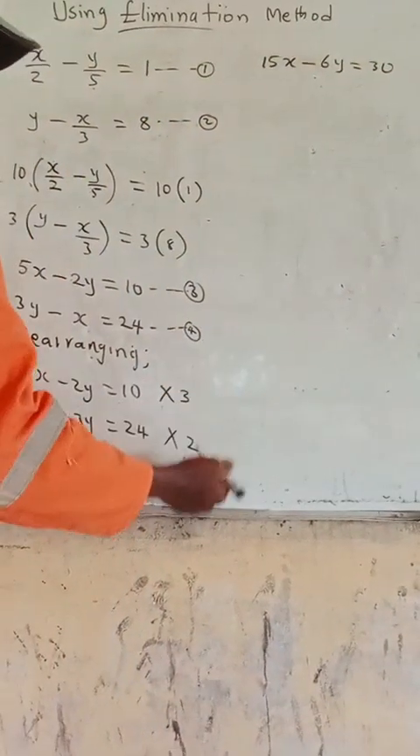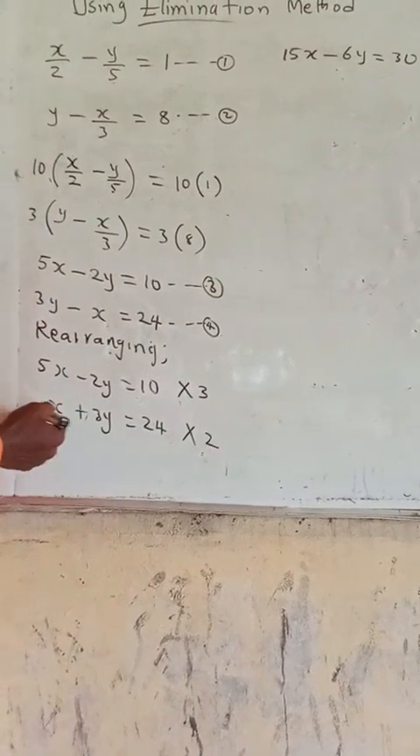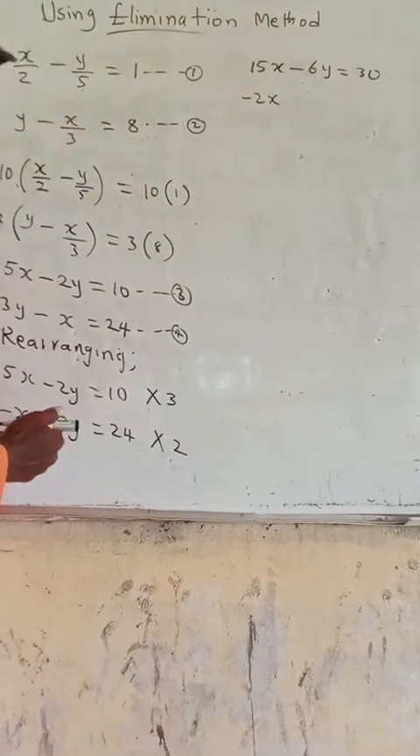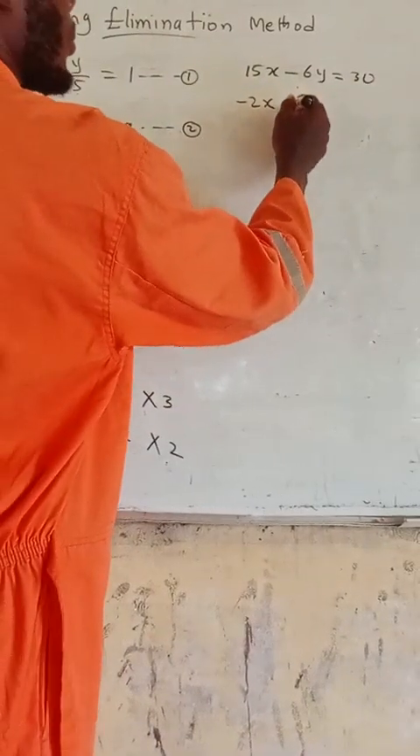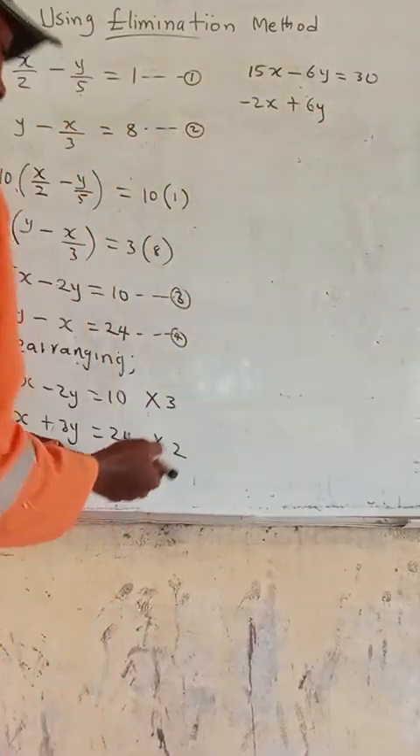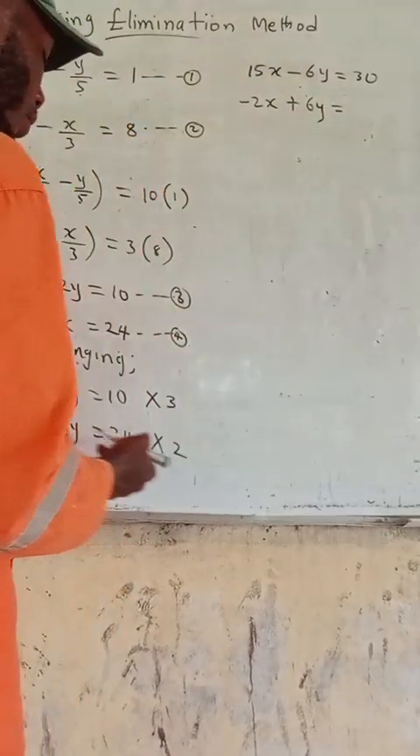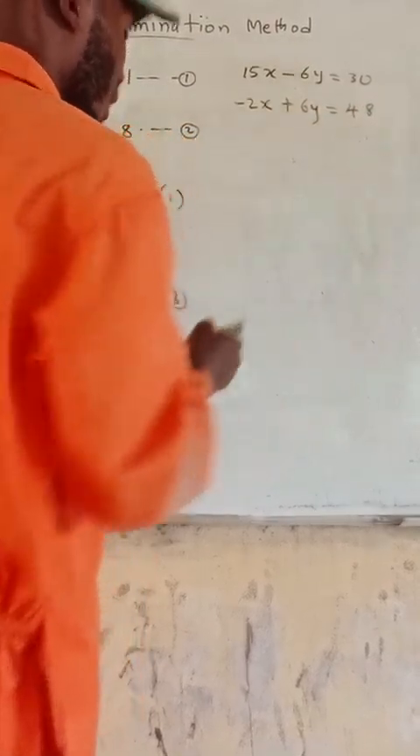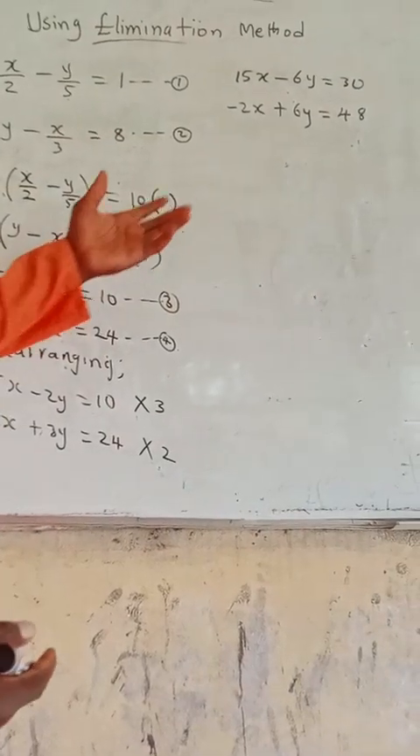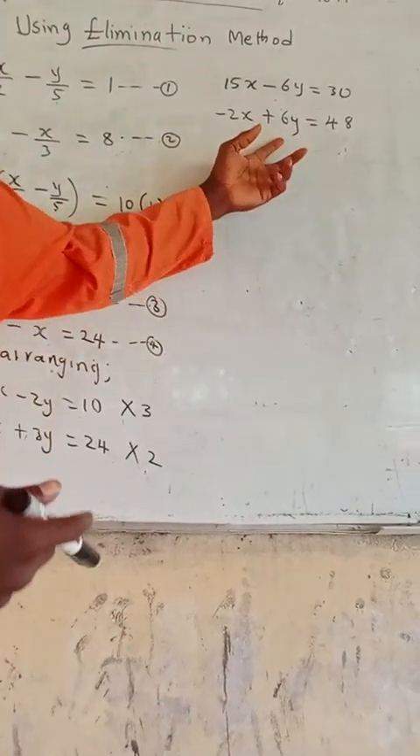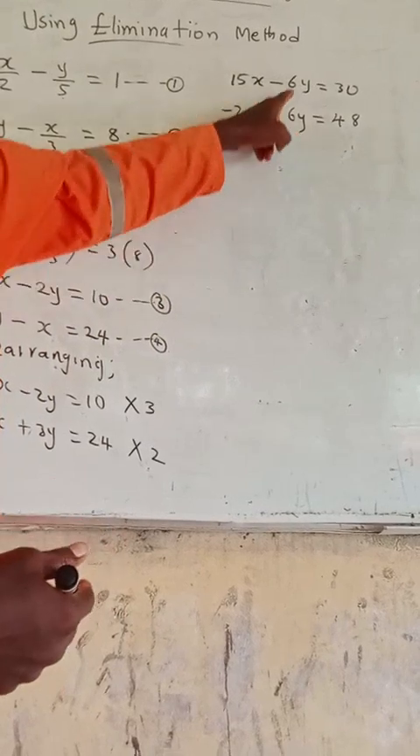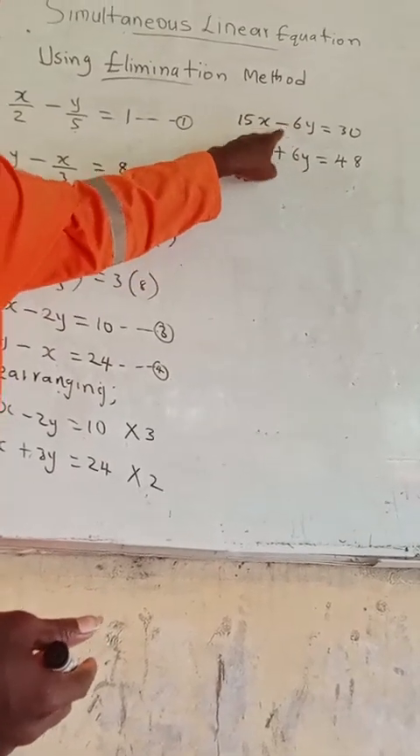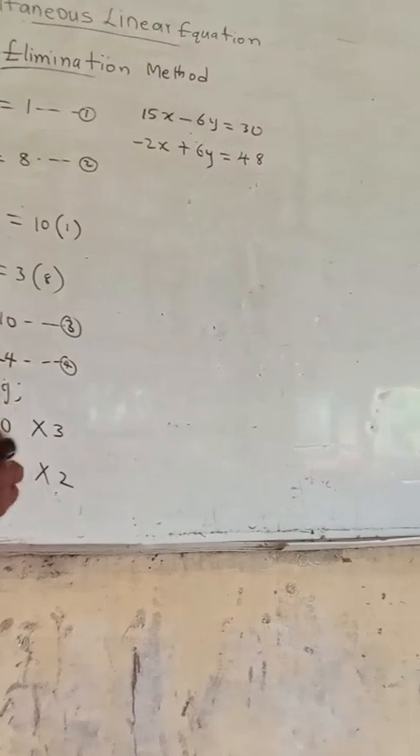30. Then on the other equation, 2 times minus x should be what? Minus 2x. 2 times plus 3y should be plus 6y. Is equal to 2 times 24 is what? 2 times 24 is 48. Are you getting it? Now, we have reached the condition because we want to eliminate y first. Because the coefficients of y are the same, 6, 6. And their signs are what? Different. So it is good for elimination.